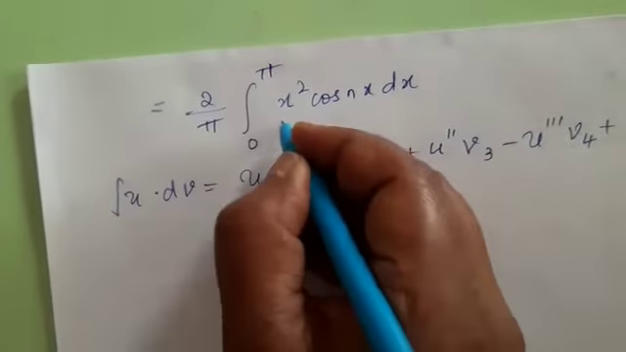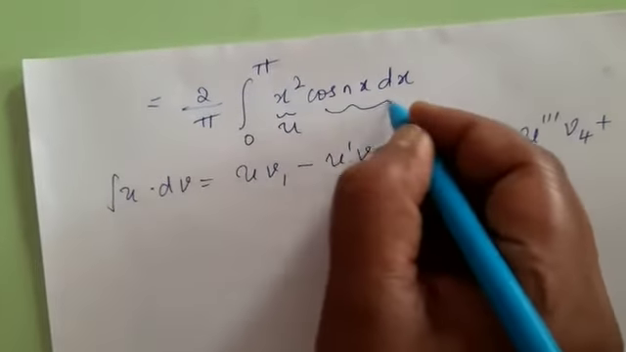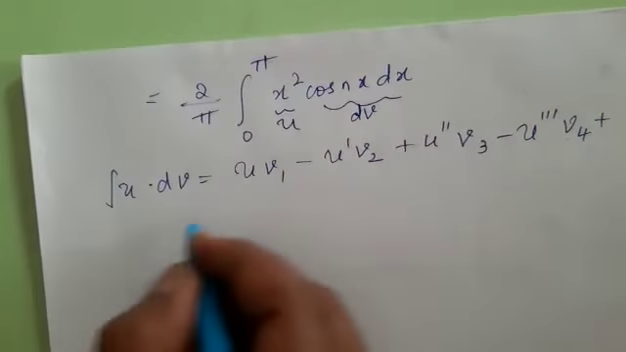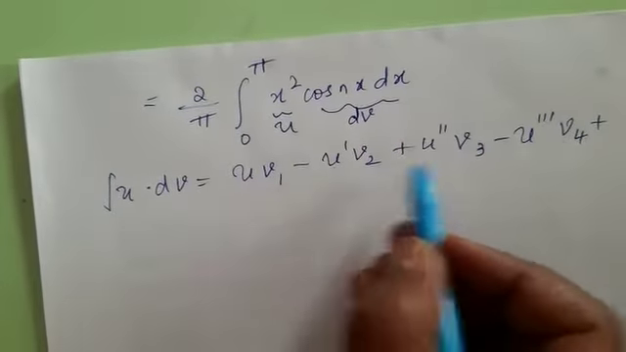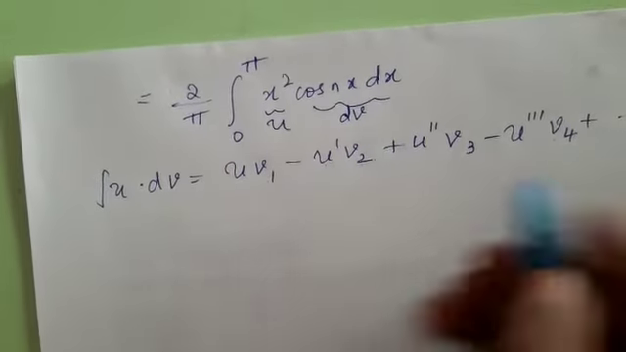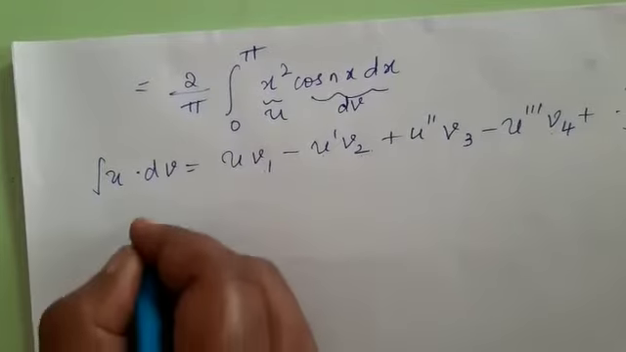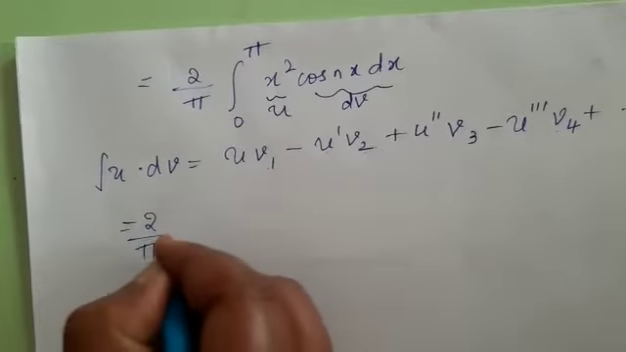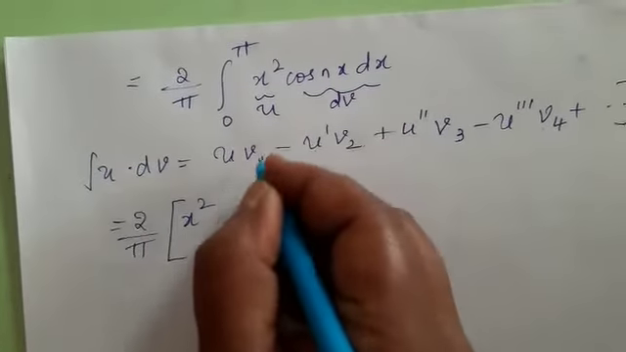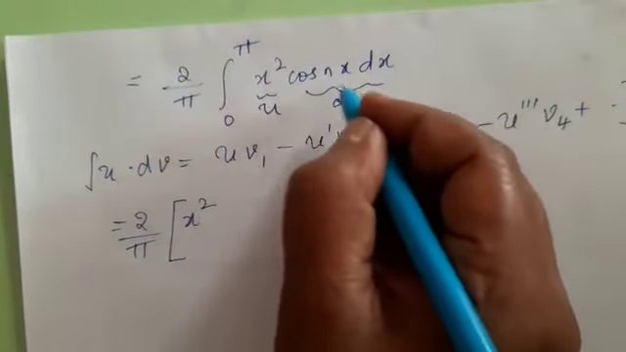So let us consider this. In this, u is x square, dv is my cos nx dx. So it is differentiation and integration. First integration, second integration, third integration goes on. So now let us write this expansion, 2 by pi. What is u? U is x square. What is the integration of cos nx dx?